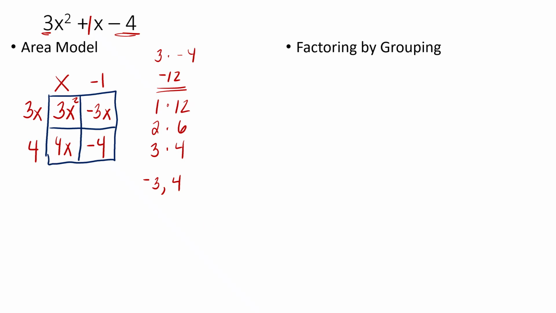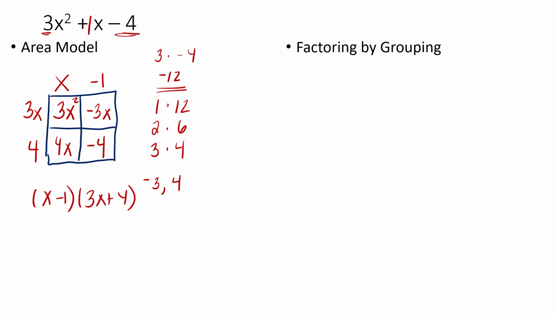And what I love about this method is that you can use the fourth box as a check. 4 times negative 1 is negative 4. So if you multiply each of these, you should get whatever is inside the rectangle. And here are your two factors. So your two factors would be x minus 1 and 3x plus 4. And there is your factoring using the area model.